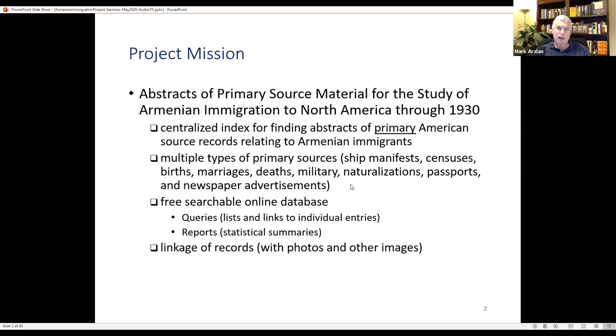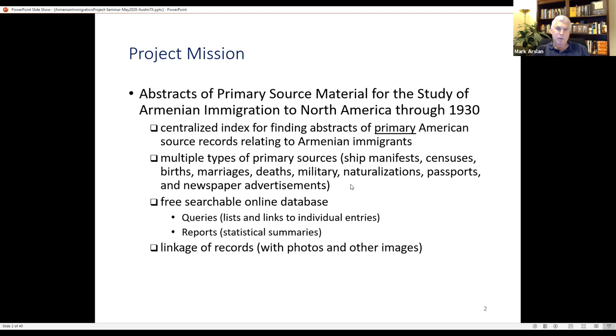But the way I've approached this is I've tried to go through primary American sources, US and Canada, relating to Armenian immigrants. Those primary sources include 9 different types of sources. I started with ship manifests, then moved on to censuses, birth, marriage, and death records, military draft registrations, naturalization applications, passports, and then recently I added newspaper advertisements, which are the missing persons ads from 1919, 1920, 1921 from Armenian newspapers.